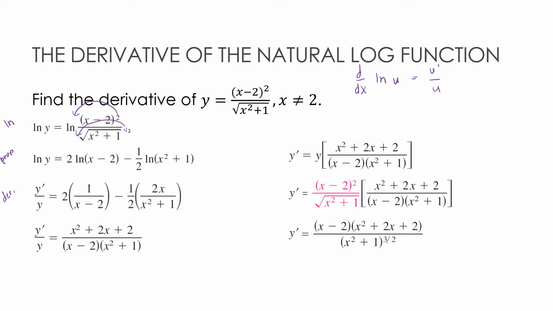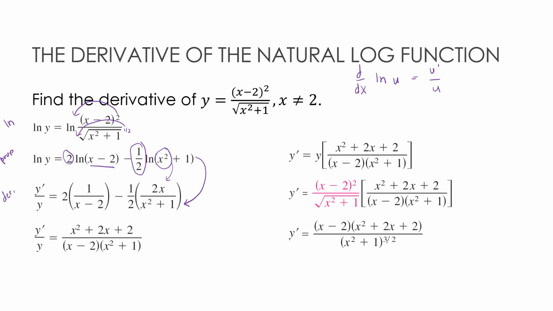The next one I've got 2 on the outside, and then the derivative of the natural log of x minus 2 is 1 over x minus 2. The last one, I've got a negative 1/2 on the outside, and then the derivative of the natural log of x squared plus 1: I put that on the bottom, the denominator, and then take the derivative and stick it on the top. So that was my next step.